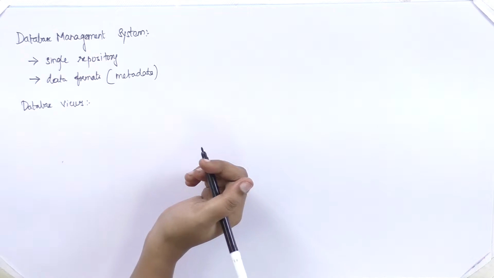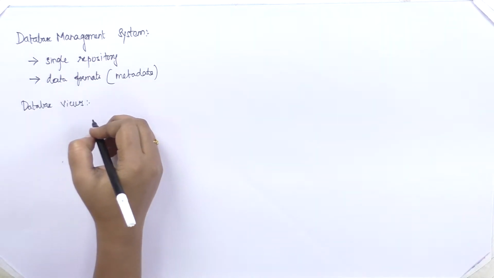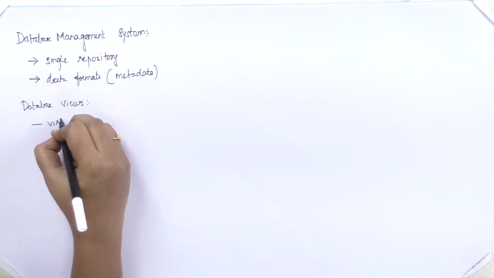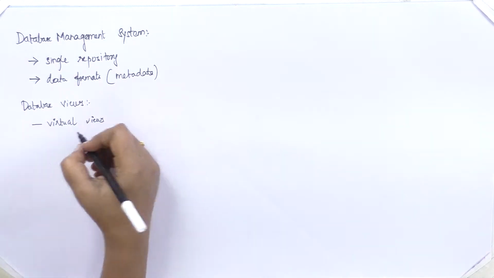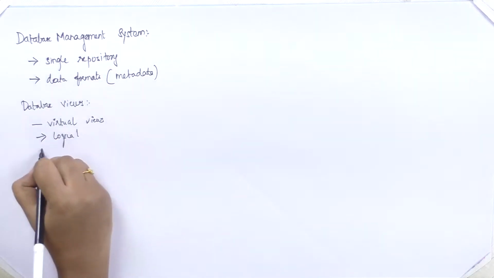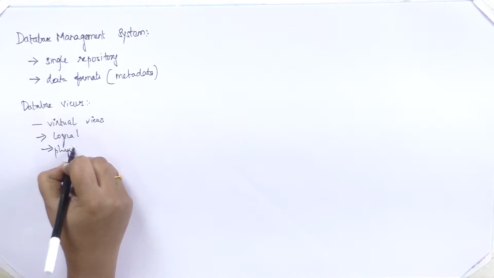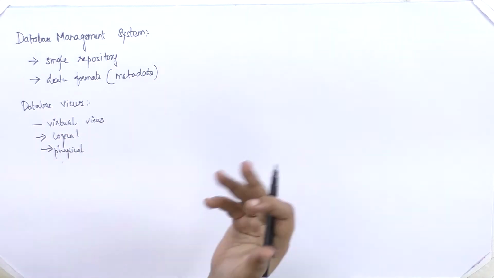Next you will be seeing about database views. Database management system will provide multiple kinds of views. In the sense, it will provide multiple virtual views to the user, so that some kinds of users may be able to see the logical layer, and some kinds of users may be able to see the physical layer. So you have different types of views for different types of users.